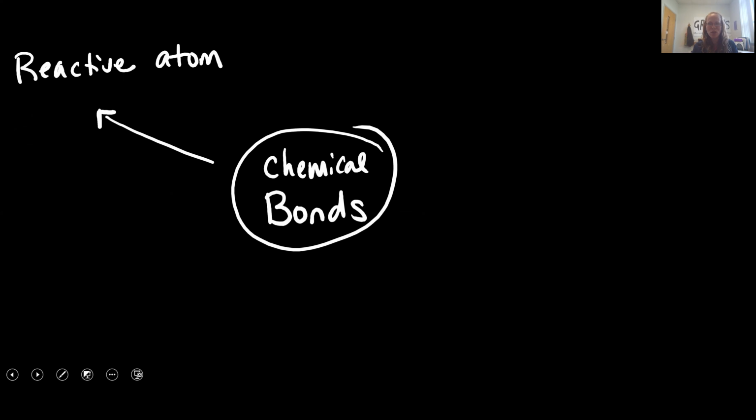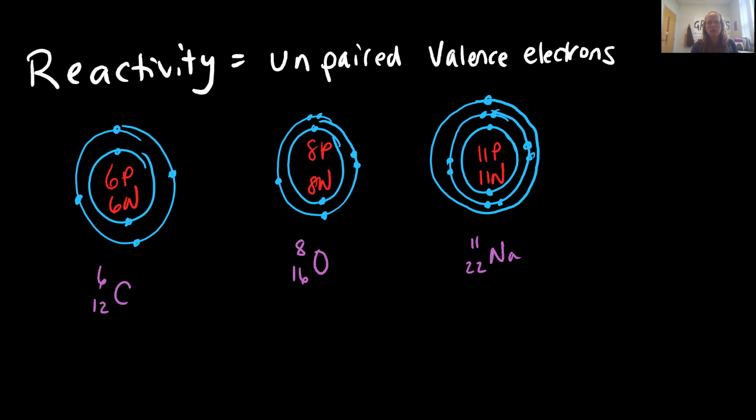All right, so first thing we need to figure out is what kind of atoms are going to form chemical bonds, and the answer would be atoms that are reactive. So we need to go through and look at what makes an atom reactive. And so that's what we can see here. These are three examples of reactive atoms. So I have carbon and oxygen and then sodium atoms drawn for you here, and you can see the atomic numbers for each of these.